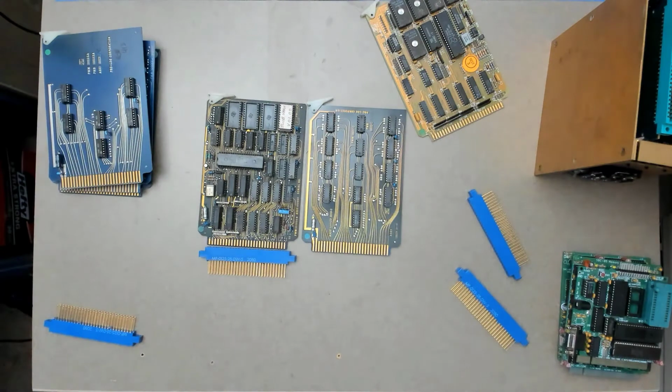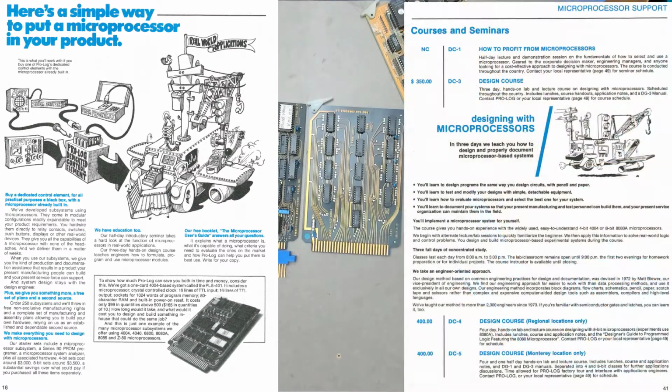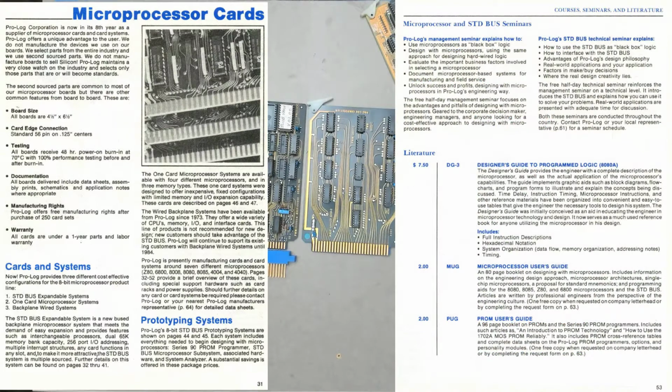But no matter what happened, Prolog will always be recognized as playing a pivotal role in microprocessor training and implementation. They introduced the microprocessor to thousands of engineers. They were simply one of the most advanced and early developers of microprocessor systems.